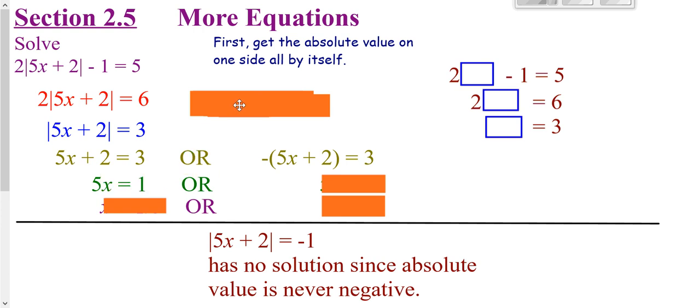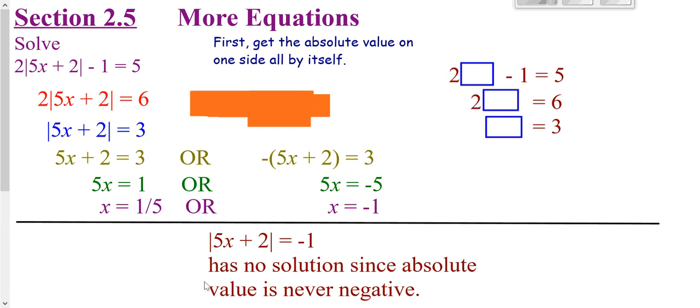Then we just solve each one of these. And in this case, we get 1/5. Over here, you could go ahead and distribute and then start solving, or you can multiply both sides by -1 and then solve it. But either way, you get -1. So we get two answers. Typically, you're going to get two answers out of absolute value: one which causes the inside to be positive and one which causes the inside to be negative.